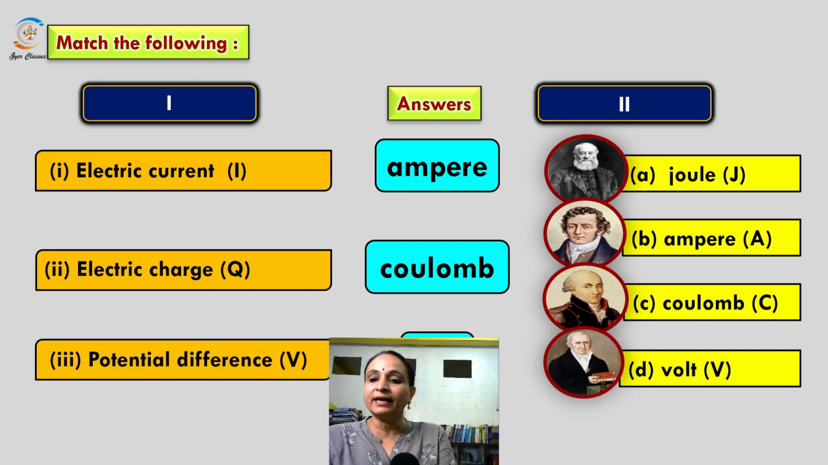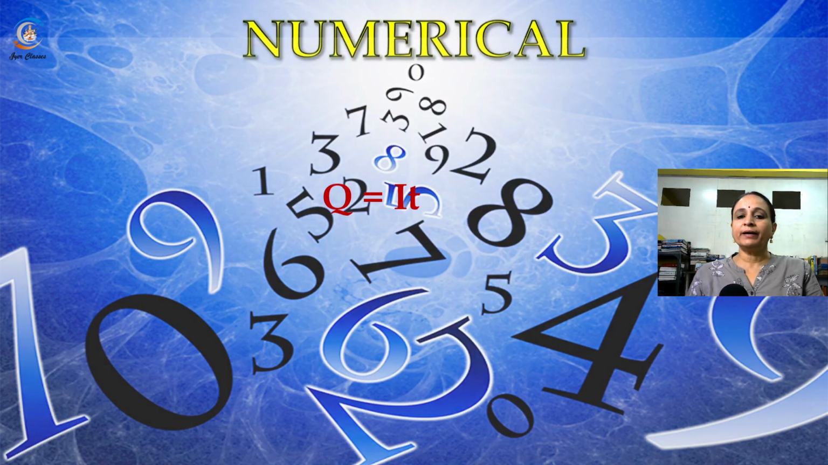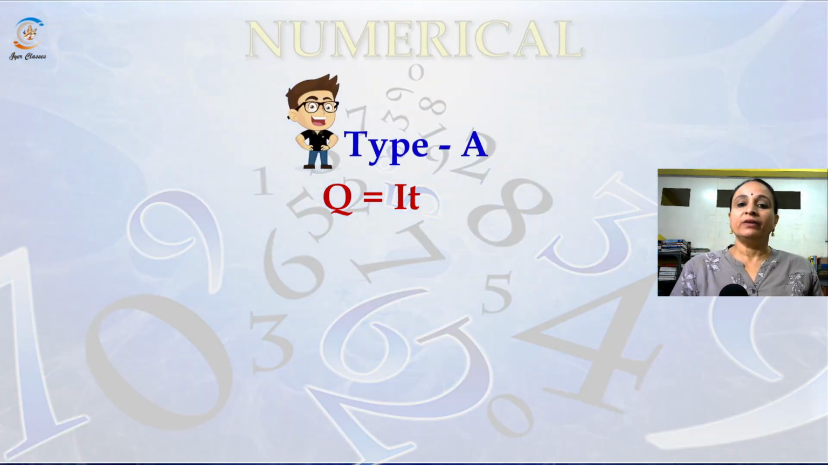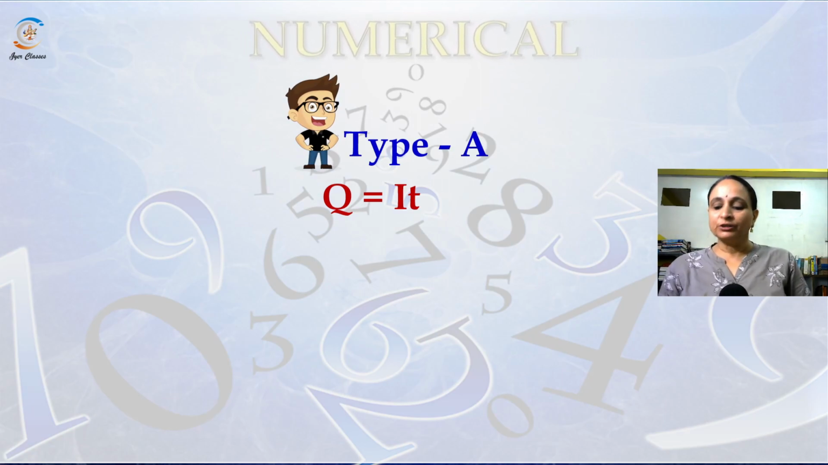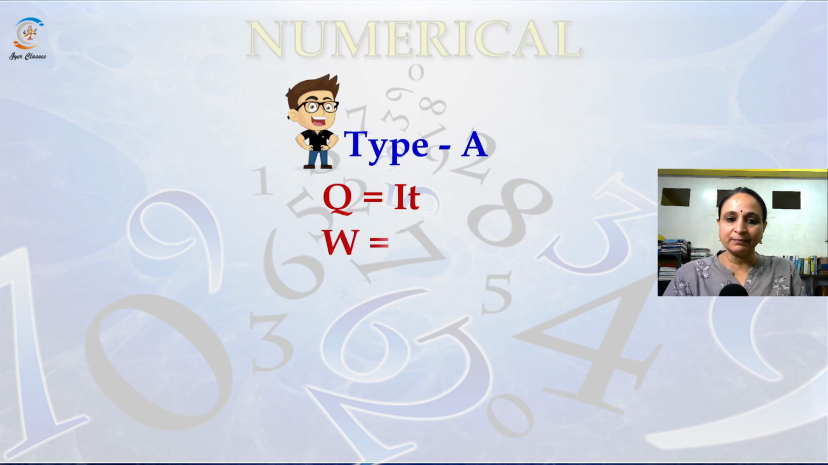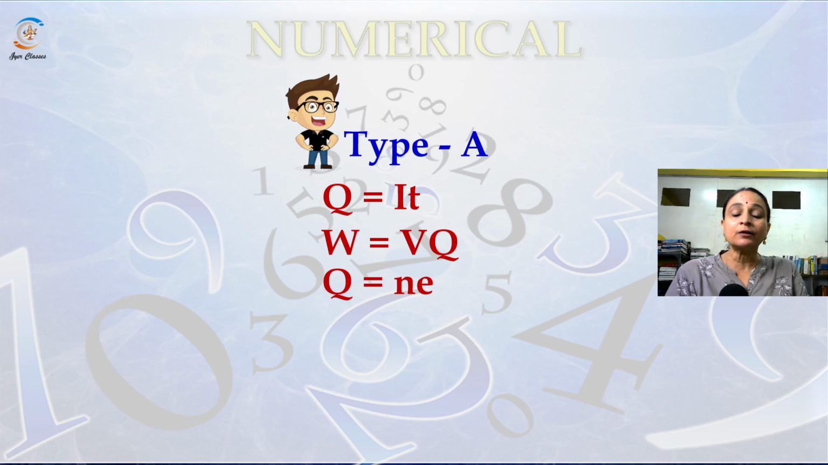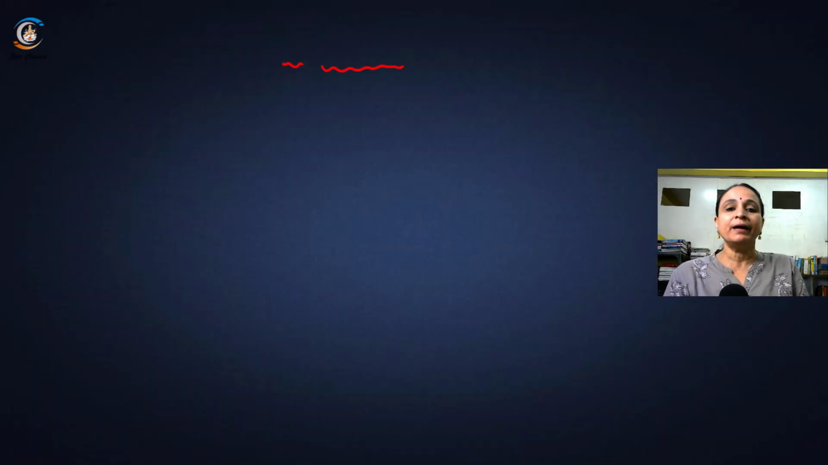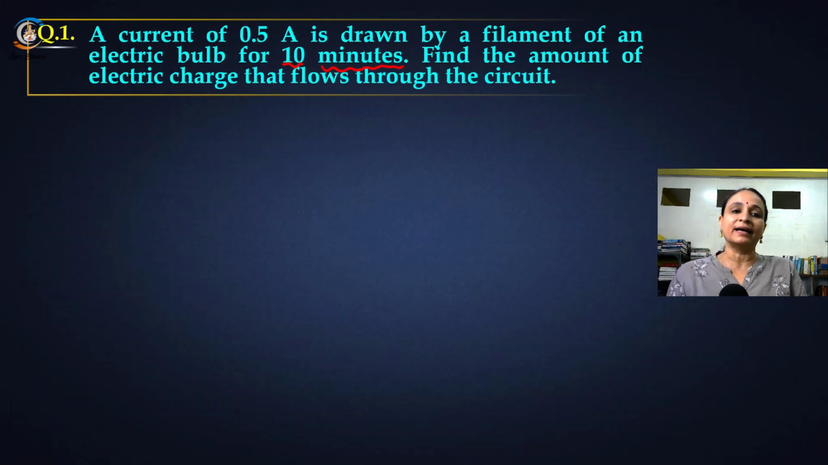कोई दिक्कत नहीं है. Let's do the numerical questions now. And we will be doing the simple, easy questions now. So it will be based on the formula. Say Q is equal to IT, charge is equal to current multiplied by time, work done is equal to potential difference multiplied by the charge, and Q is equal to ne, that is the quantization principle. पर formulas लगा करके फटाफट क्वेश्चन करते हैं. तो चलिए आइए, पहला क्वेश्चन हमारा क्या आता है.